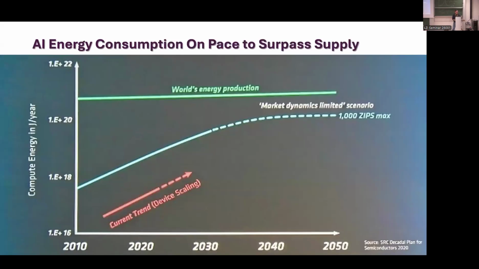As a result, this is a chart by SRC from 2020 showing that at the current trend of power consumption, and they did a full model of the rate at which we're improving the energy efficiency of GPUs, which is to say not very well, we're going to be a large fraction of the worldwide energy consumption in not too long. And the market dynamics is going to limit this, and it's going to put us consumers in competition with AI data centers.